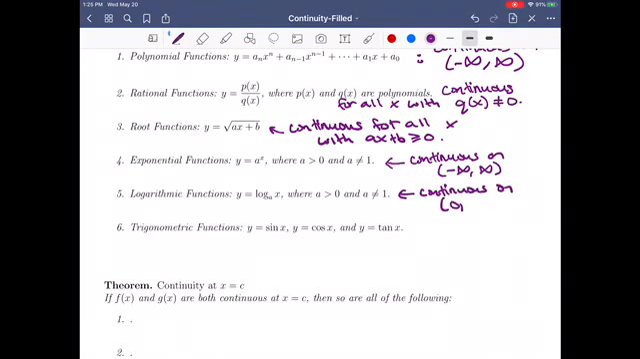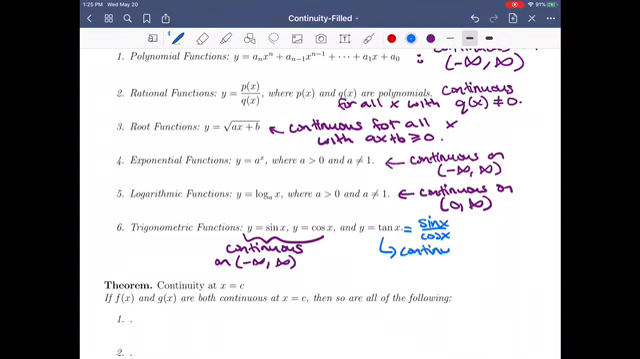So that's from 0 to infinity, so not including 0. The trig functions are a little bit more complicated. Sine and cos are continuous everywhere, so this is -infinity to infinity. Tan, however, we can write as sine over cos. So it is actually continuous everywhere that cosine x is not equal to 0. As long as the bottom's not 0, again, it's continuous.